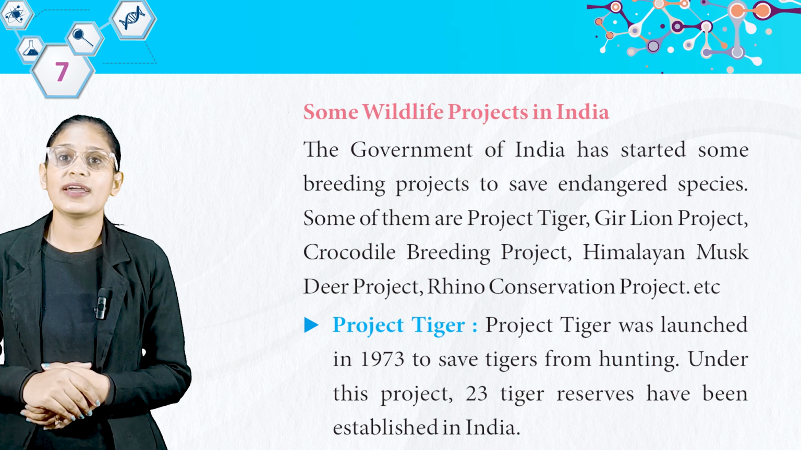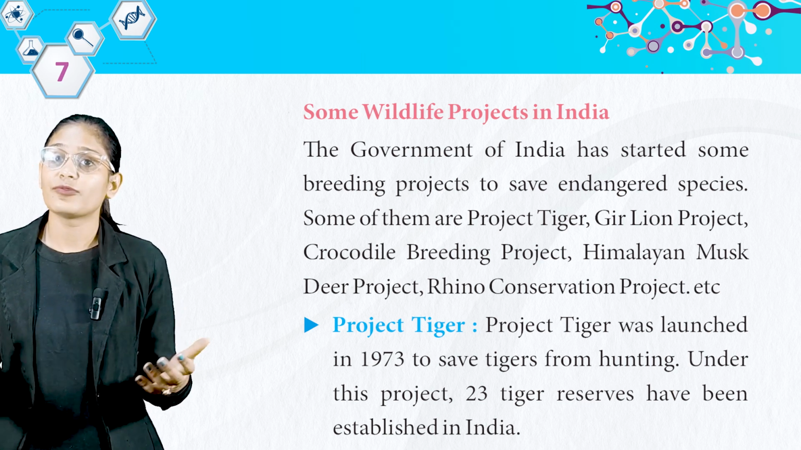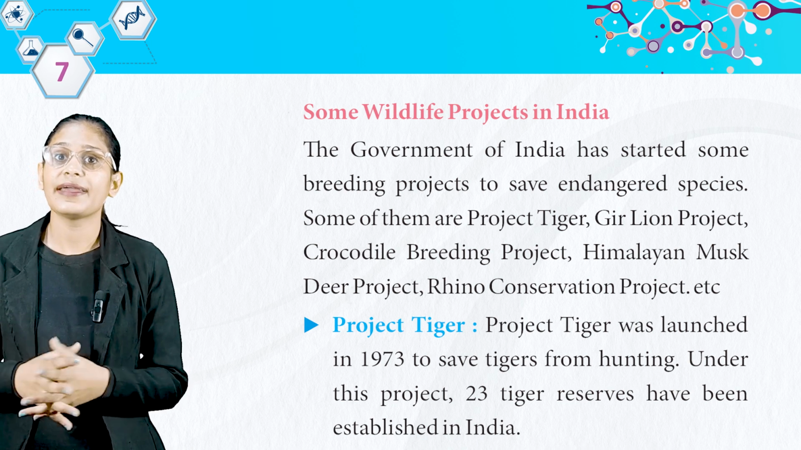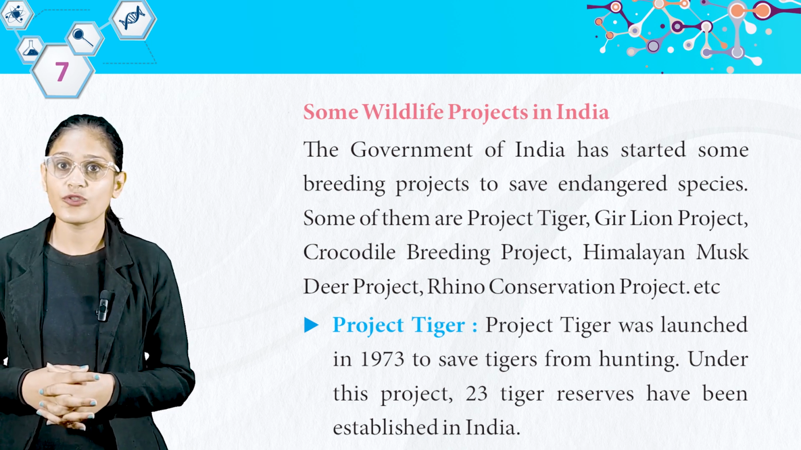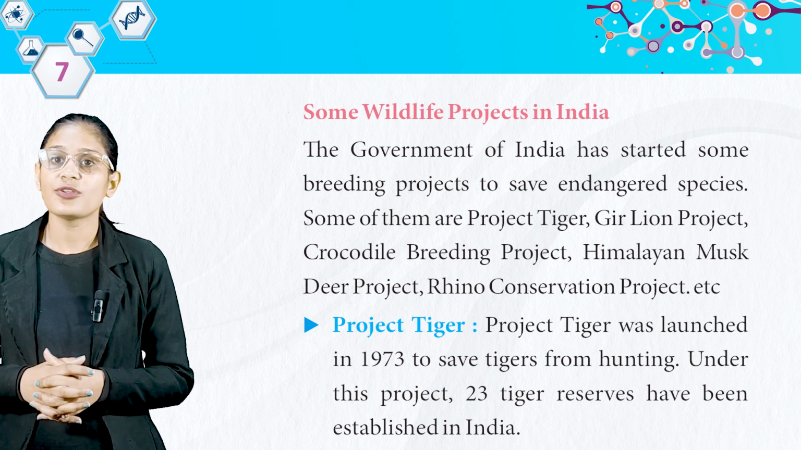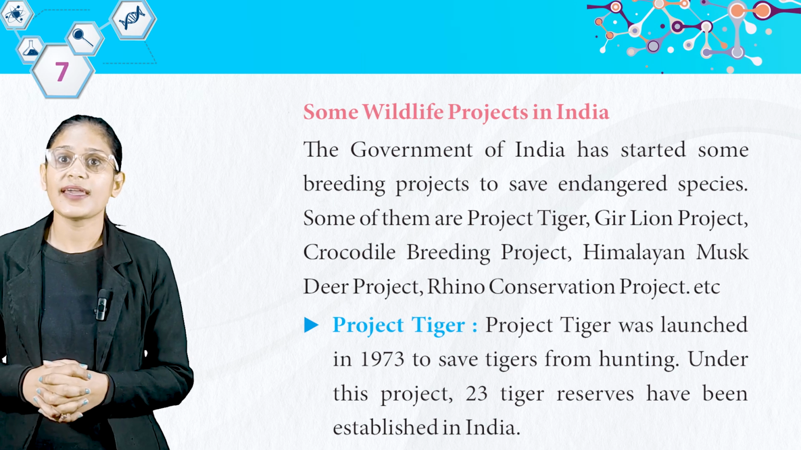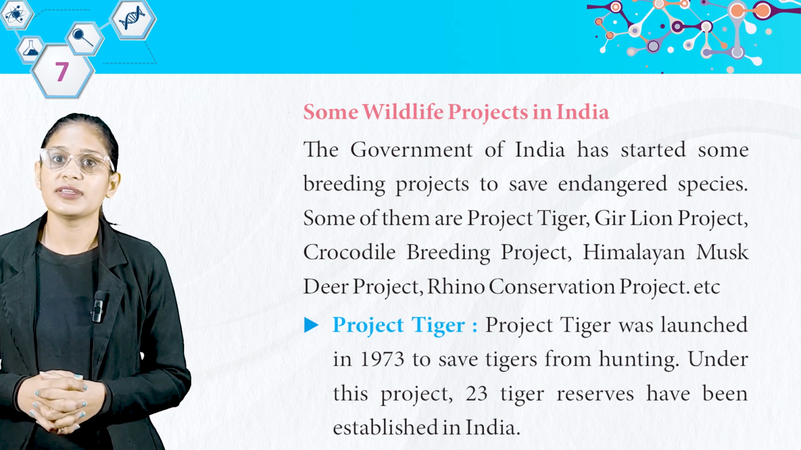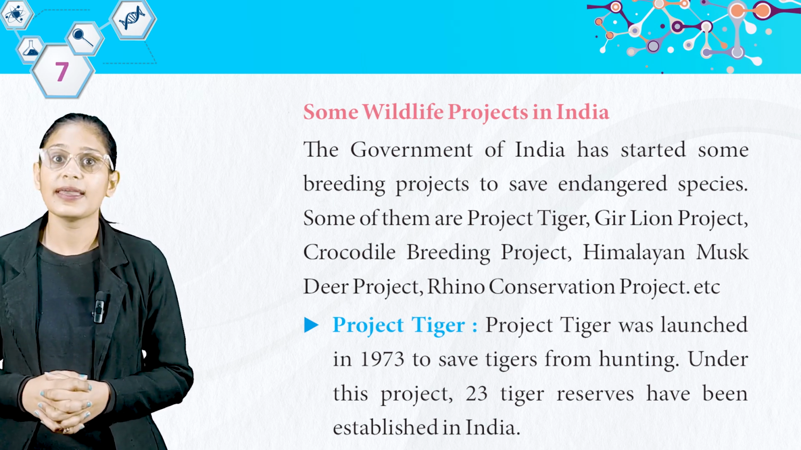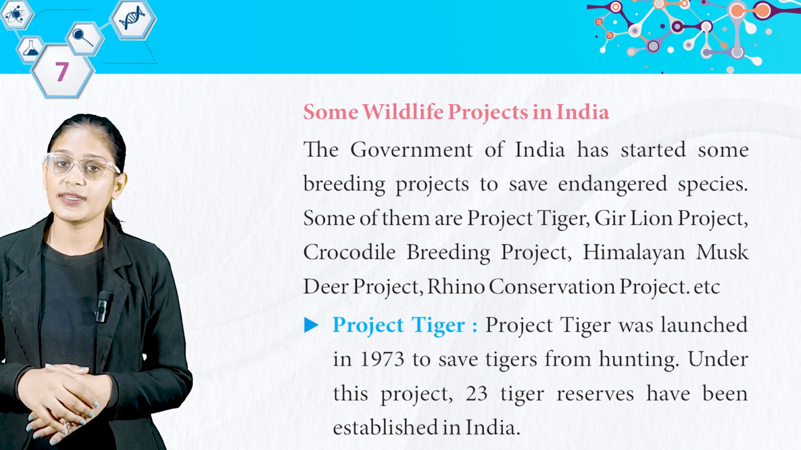The government of India has started some breeding projects to save endangered species. Some of them are Project Tiger, Gir Lion Project, Crocodile Breeding Project, Himalayan Musk Deer Project, Rhino Conservation Project, etc. Now we have Project Tiger. Project Tiger was launched in 1973 to save tigers from hunting. Under this project, 23 tiger reserves have been established in India.